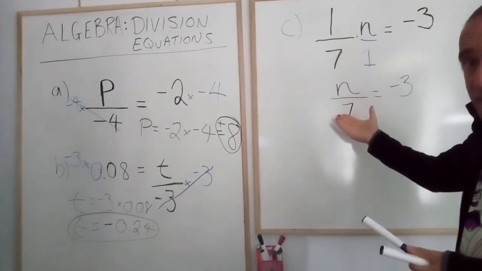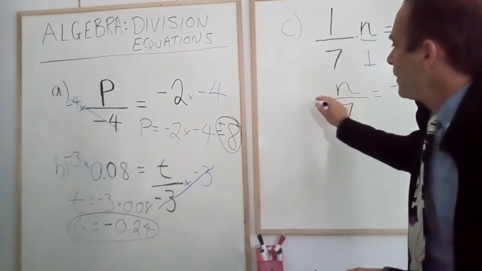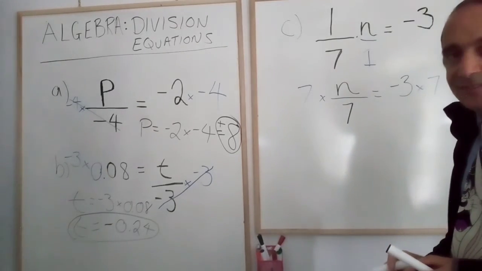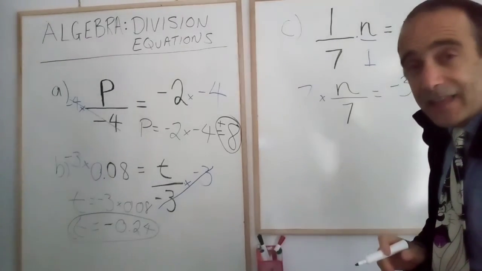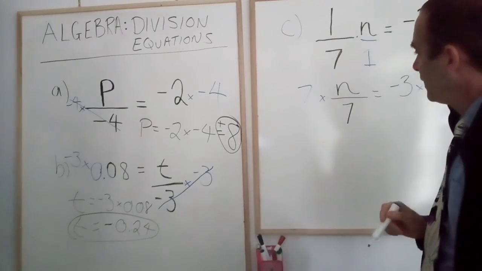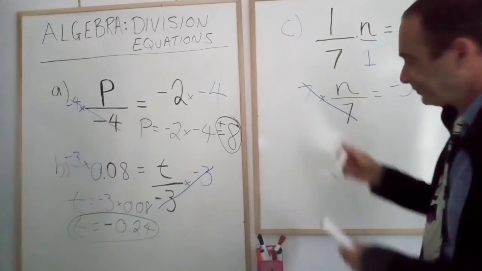I want to get the n by itself. So how do I do that? I want to multiply both sides by 7. Multiply both sides by 7 to get rid of that 7 on the bottom. So 7 divided by 7, cancel where you can.